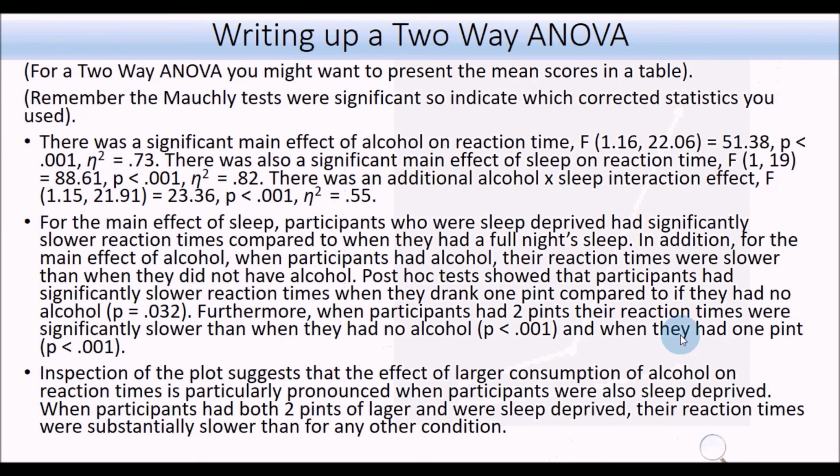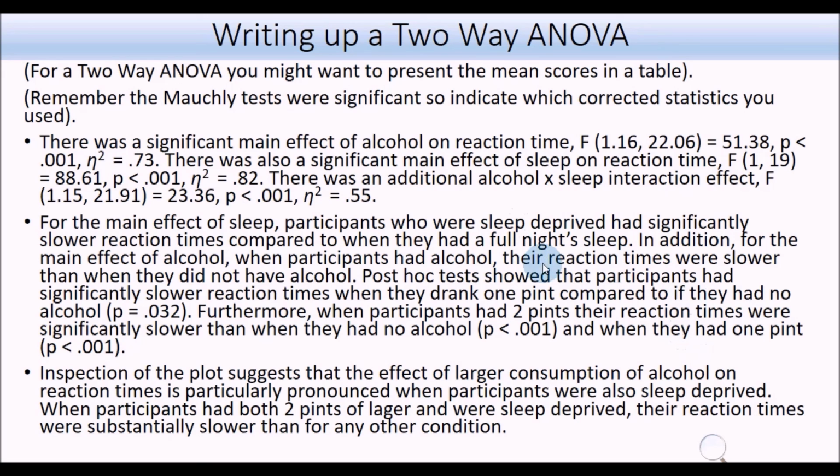And I've got an example here of how you would write this up. You can see that when you've got 2 variables, the write-up becomes more complex because you need to pick apart the main effects and the interaction effects. But you could write it up something like this. I won't go through the whole thing. You can read that in your own time. Just make sure that you've reported the statistics for the main effects and interaction effects, along with any post hoc tests that you've done and any simple effects if you've done those as well.